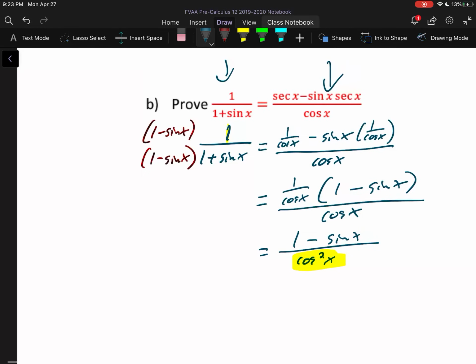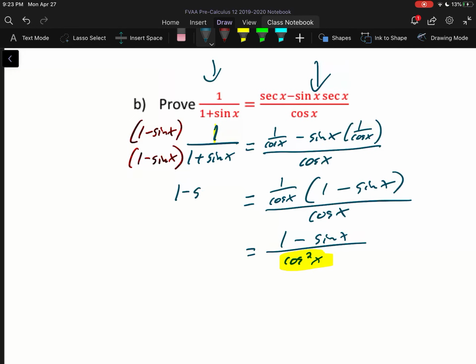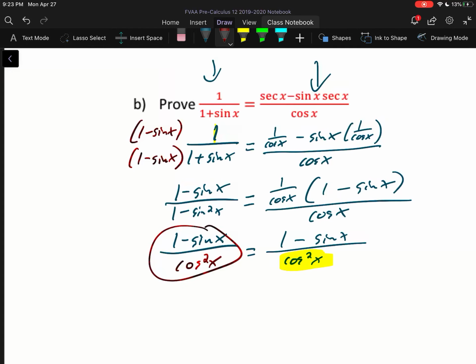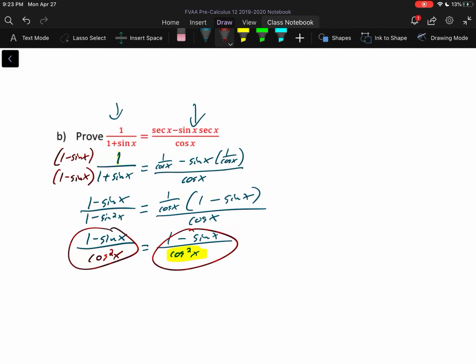So that's going to give me 1 minus sine x over 1 minus sine squared x, and of course I know that 1 minus sine squared x is equal to cos squared x, thanks to the Pythagorean identity. And lo and behold, we've arrived at the same thing on both sides of the equal sign. And so we've proven this identity. Well done. Hopefully that went well for you.